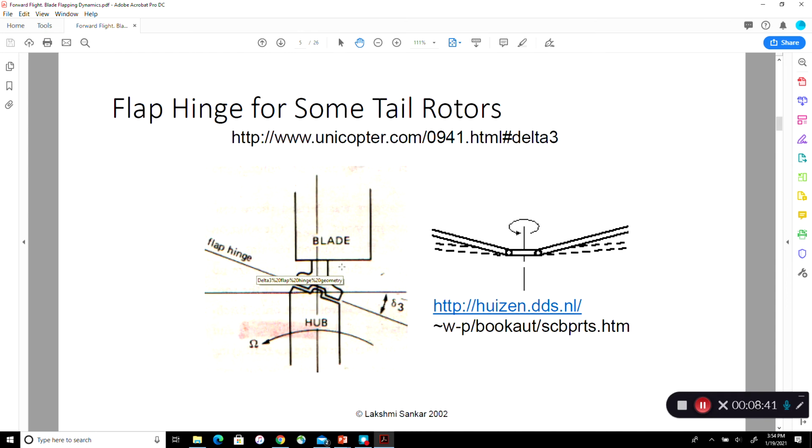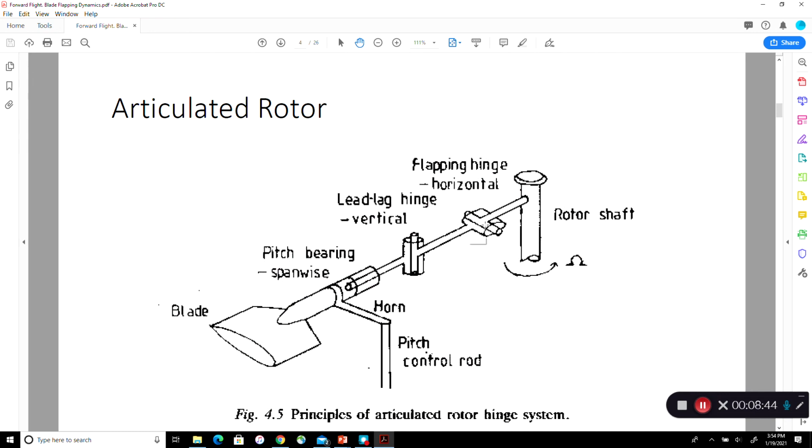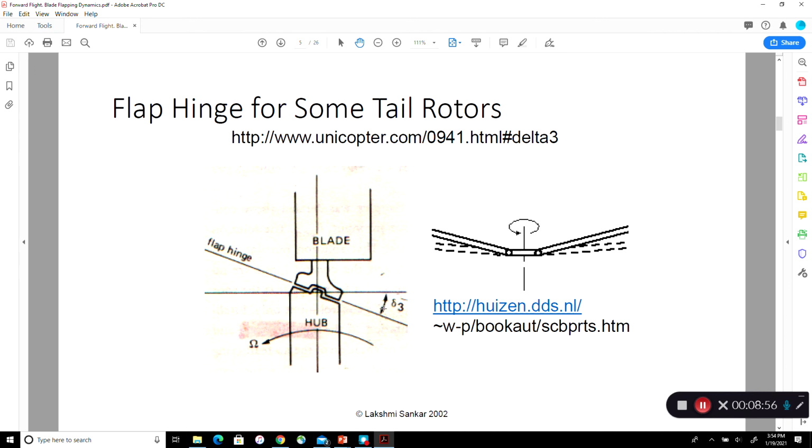Now, in some tail rotors, rather than having two separate hinges, one for flapping, which is pointing this way, the other one pointing vertically, they will combine the two into a single hinge that makes an angle equal to delta 3 as shown in here. This is a very common arrangement in tail rotors. You should think of this hinge as the line about which the blade is rotating. Since this hinge is at delta 3, that rotation takes place about two axes. One is this axis, which is the flapping axis. And it also takes place about this axis, which is the pitch axis.